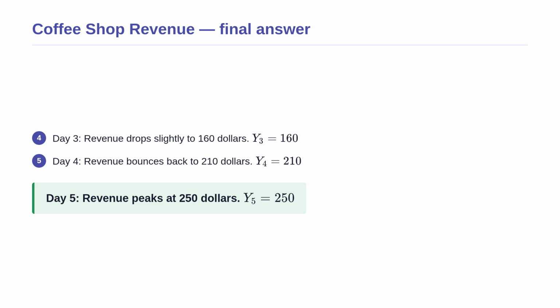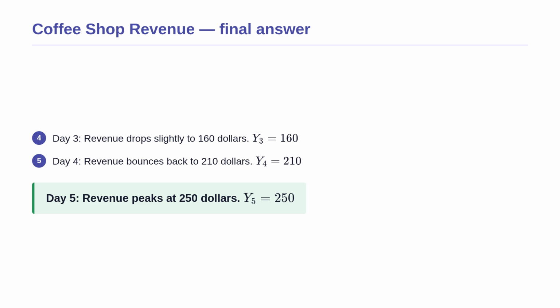Moving to the fourth day, we set our time index to 4. The revenue bounced back up significantly, so we record this new observation as y sub 4 equal to $210. Finally, on the fifth day, we reach the end of our current dataset. The revenue reached its absolute peak for the week. This gives us a final data point, y sub 5, which is equal to $250.